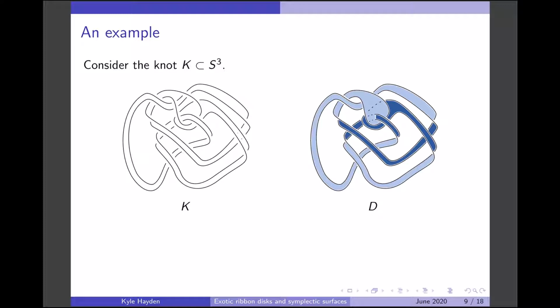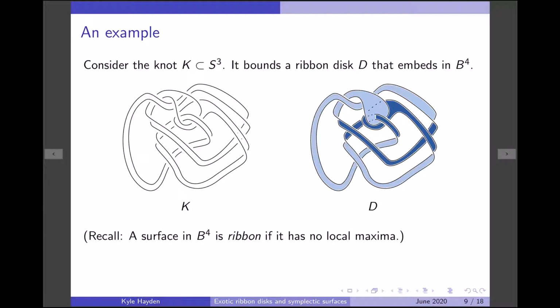So I want you to consider the knot K that's shown here on the left. The thing to note is that it bounds a natural ribbon disk that's ribbon immersed in S^3 as drawn, but which naturally embeds in B^4 by pushing it down at the points of self-intersection. I want to recall that the four-dimensional notion of ribbon is that a surface in the four-ball is ribbon if it has no local maxima. So in particular, this surface D, once embedded into the four-ball, will have no local maxima.